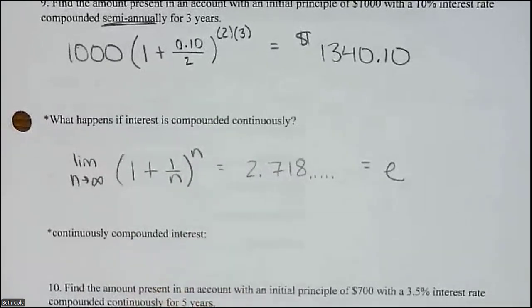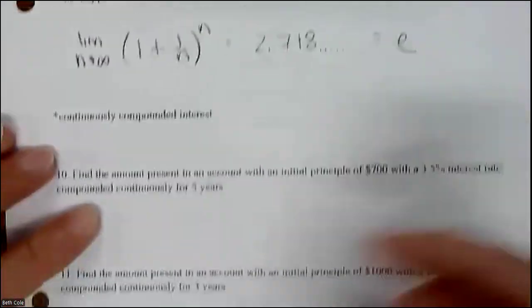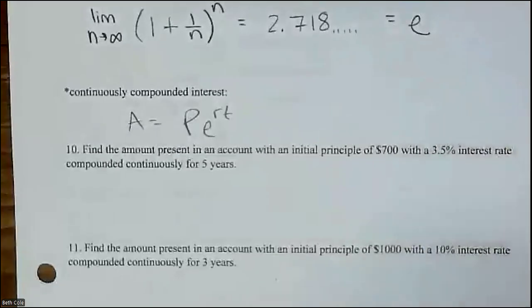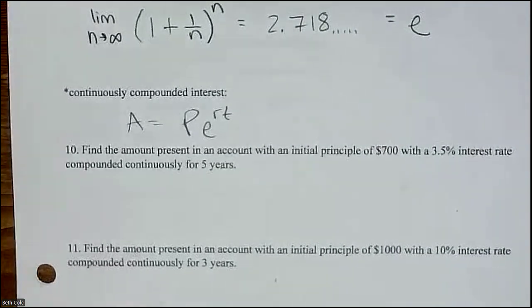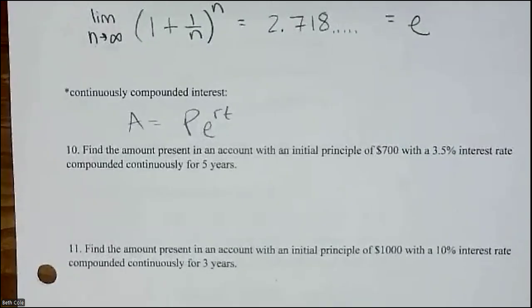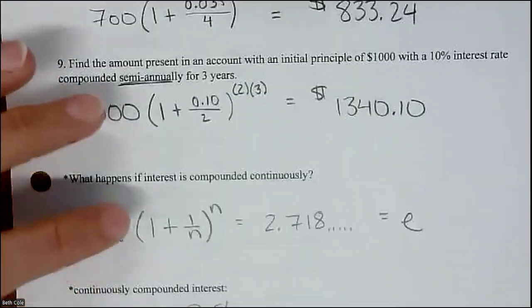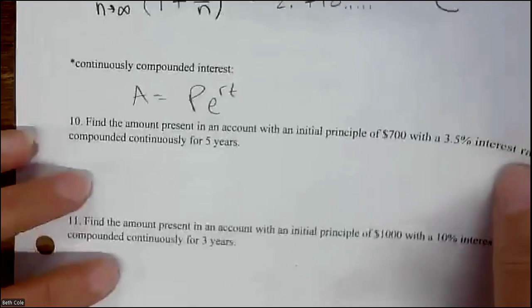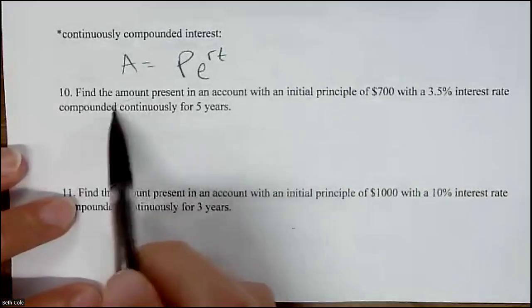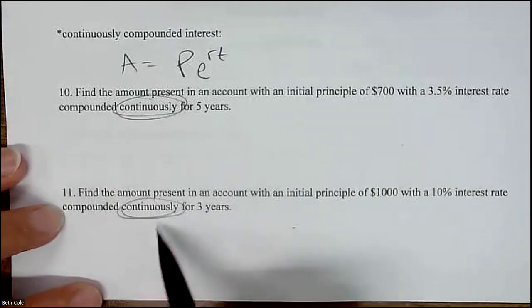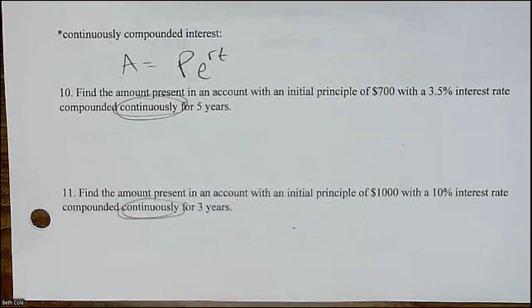This is compounding continuously. So here's your formula for compounded interest. No one has any problem remembering that formula because it spells PERT. A equals PERT. So these are the exact same two problems that we literally just did, except instead of compounding semi-annually or quarterly or whatever, do you see how it says continuously? That means PERT. If it says continuously, that's PERT.